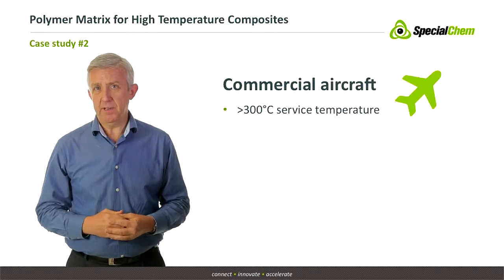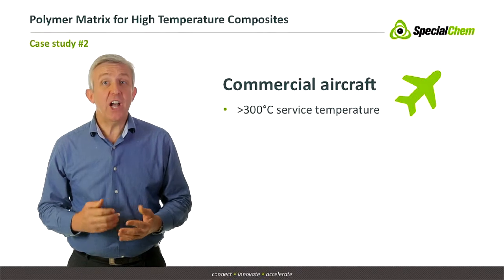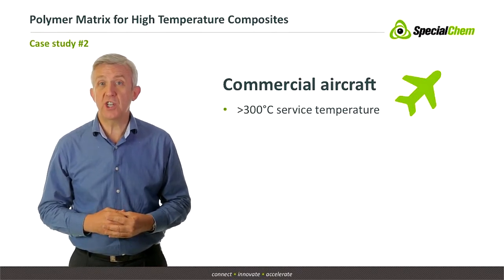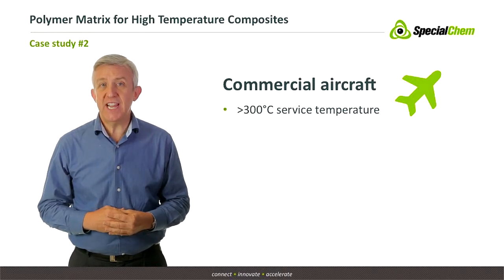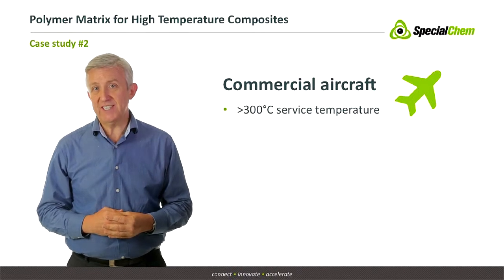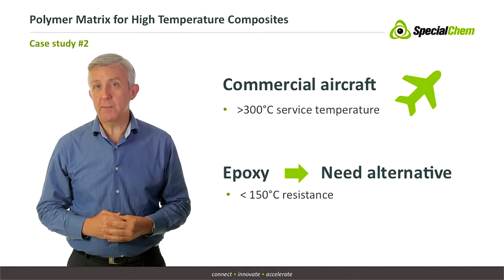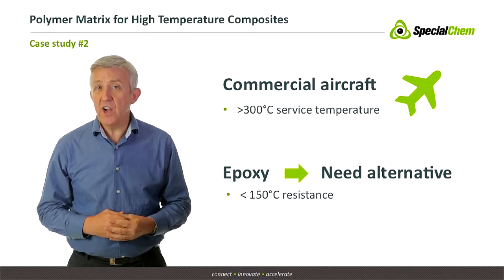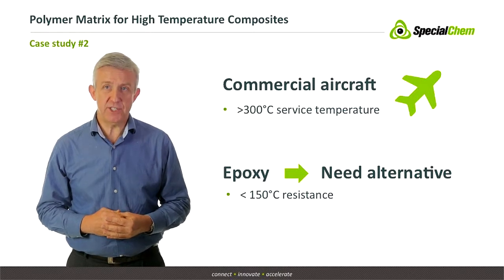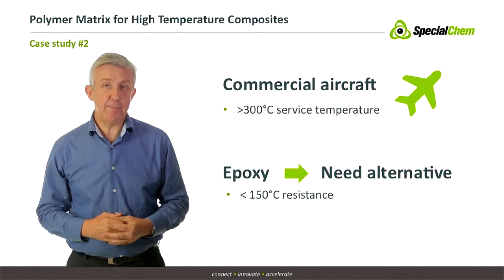The second example involves the use of polyimides as the matrix material in high temperature composites. Design goals for new commercial aircrafts have pushed sustained service temperatures to the range of at least 300 degrees centigrade. Epoxy-based composites can meet the requirements of about 125 degrees centigrade, but certainly not those very high temperatures. You need to find an alternative matrix material for this application.